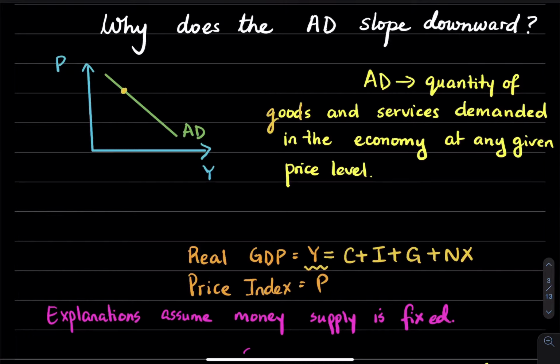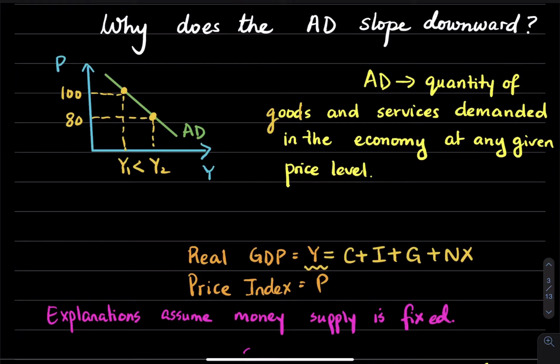Now, any movement along the demand curve, so let's say this is a price level of 100 and this is a price level of 80, you're going to see that demand at 100 is going to be lower. So let's call this Y1 and let's call this Y2. Y1 is going to be less than Y2. So as the overall price level decreases, the demand for goods and services is going to rise, as reflected in Y, which is our real GDP.